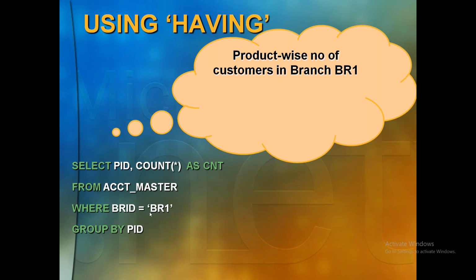Product wise. So it is elimination, grouping by product, then count. How is the execution going to happen? First the from clause, then the where clause, then the grouping clause, then the aggregation, then the display.